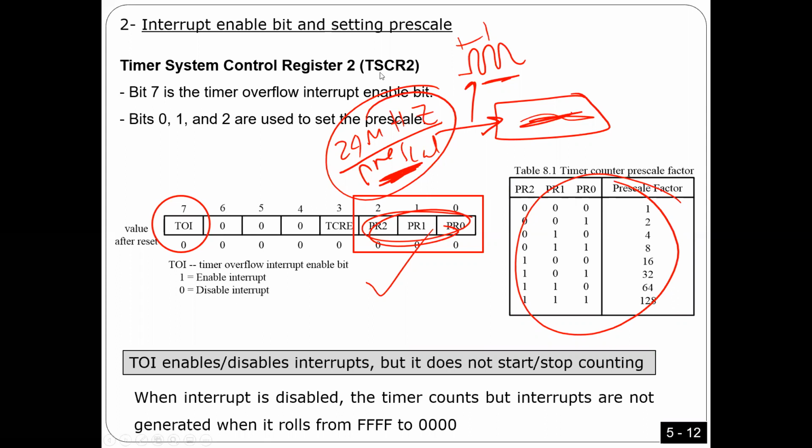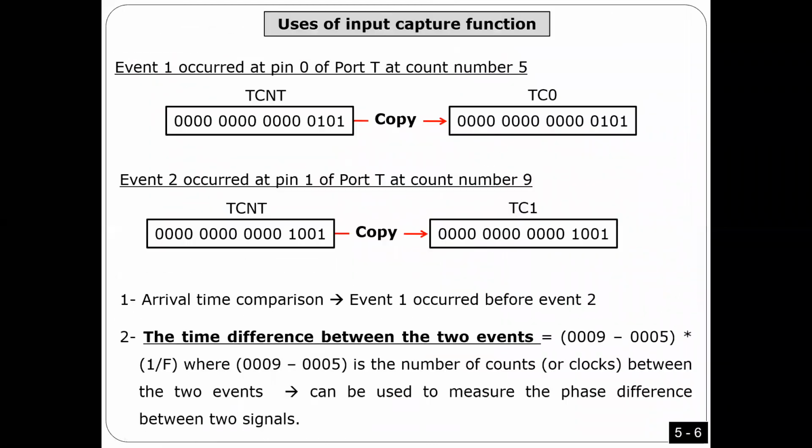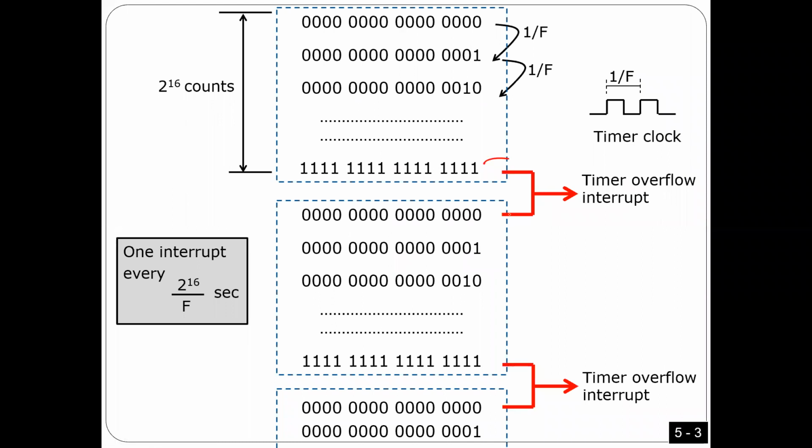So for the timer, it has this bit here, bit number 7 in this register. This one enables or disables overflow interrupts, right? Remember I said for the timer we have overflow interrupts. So you can enable or disable these interrupts, right? Until now I didn't explain yet why I need the overflows here. I'm going to explain later. Don't worry.